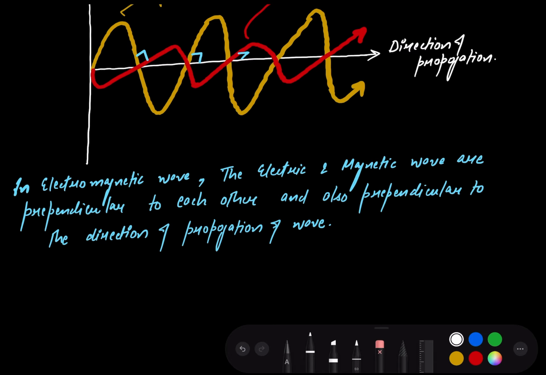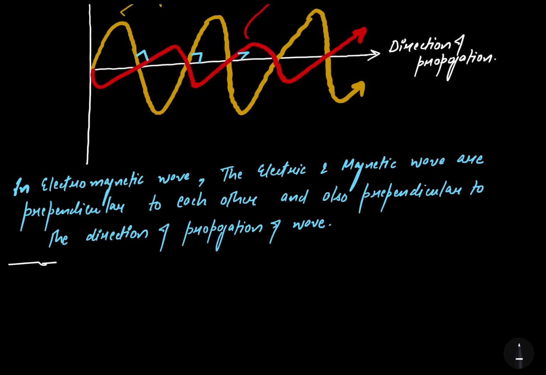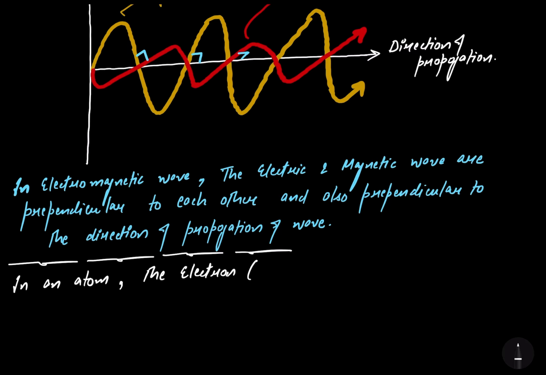Now let's talk about the atom. I'm writing, in an atom, Rutherford states that electron revolves around the nucleus. Now what is electron? In an atom, the electron. What is electron? It's a charged particle.